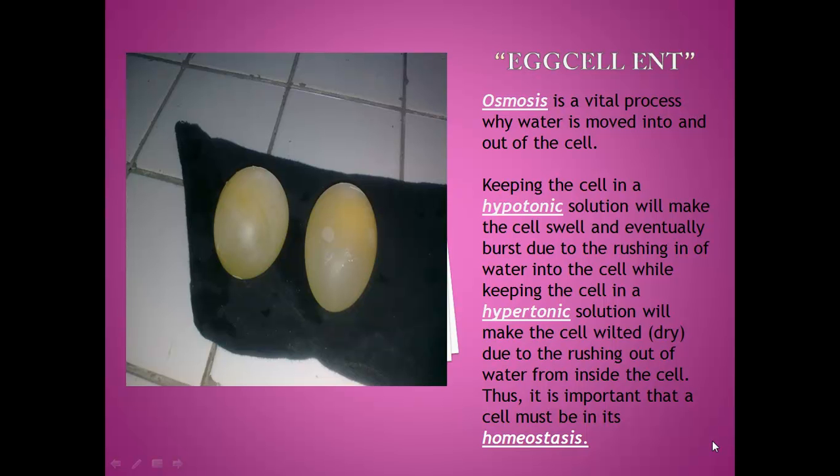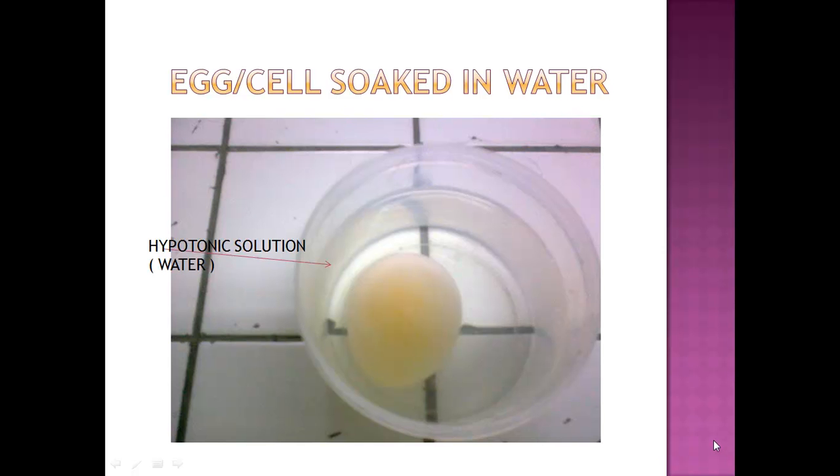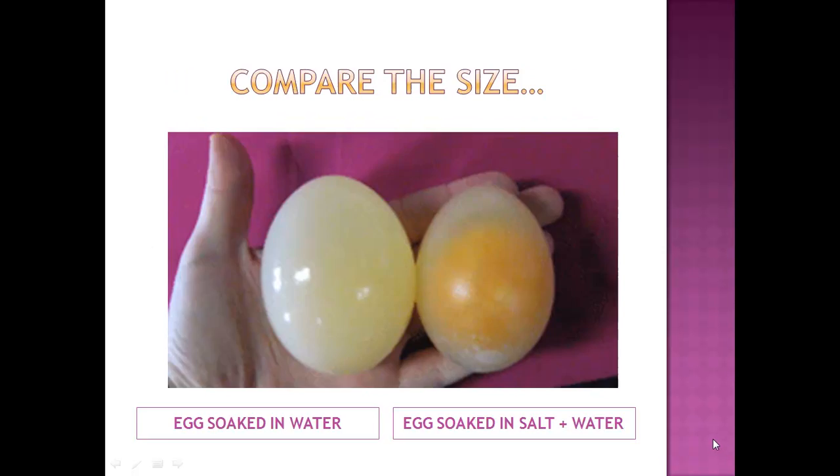To show that the cell membrane is semi-permeable, two eggs without the hard shell were soaked in two different solutions. One was soaked in salt solution, the other one was soaked in plain water only. Leaving the eggs overnight, the result is eggs with different sizes.